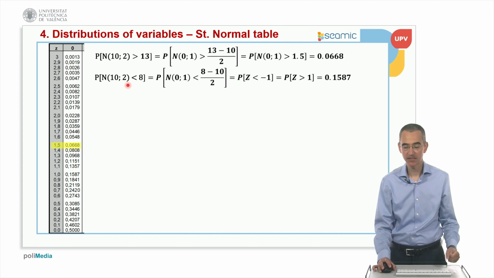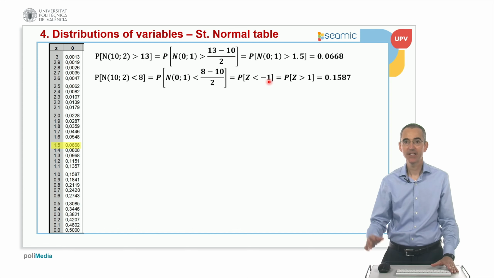Then this is a similar example. Imagine to be less than 8. I always recommend to maintain this symbol. If it is higher than, here I put higher. If it is less than, I put less, so we never change this. The procedure is that we put 8 minus the average, we divide by the standard deviation, always in the same way, and then it becomes the standard normal. So it is less than -1.